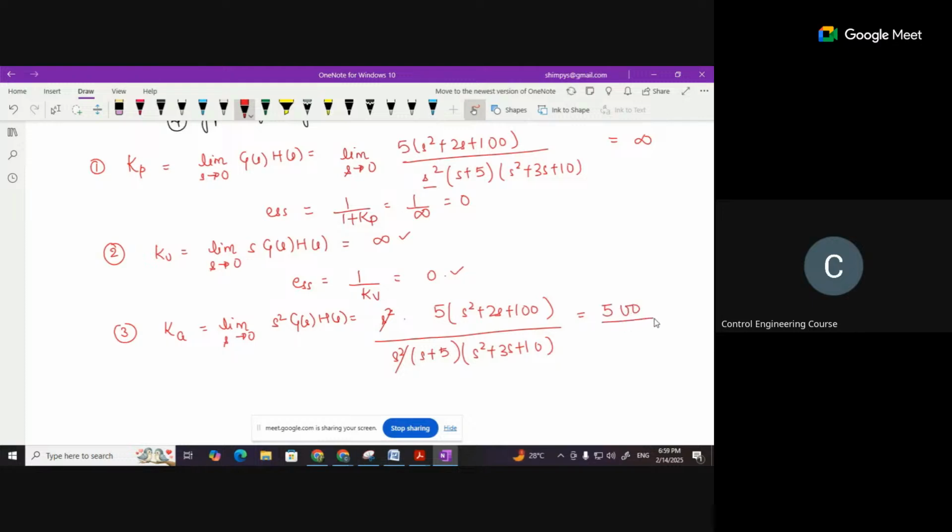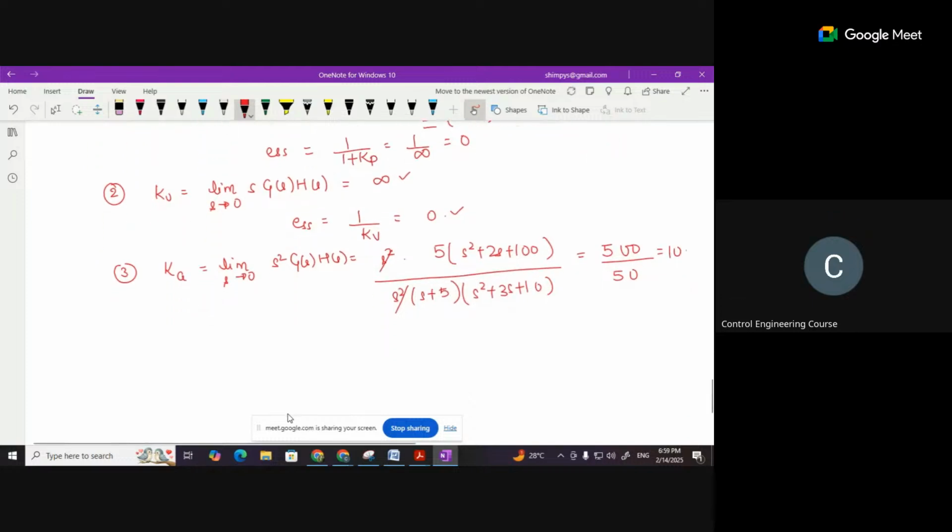500 divided by 50 is 10. Right? Okay. And you can find out the steady state error. That is 1 upon K. 0.01, 0.1. Correct?